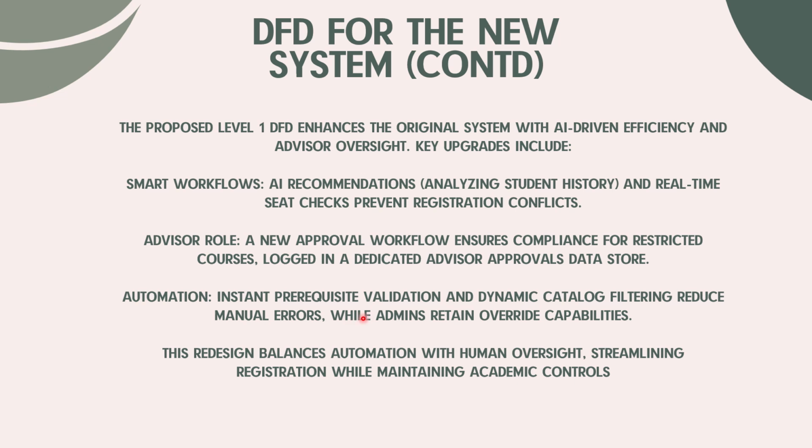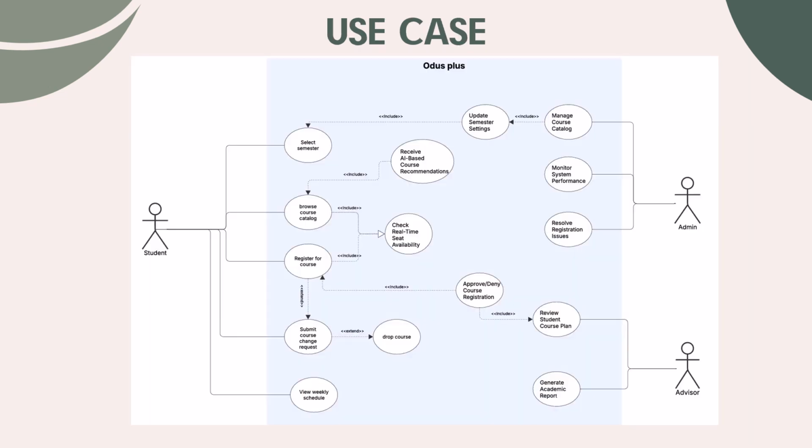Automation: instant prerequisite validation and dynamic catalog filtering reduce manual errors, while admins retain override capabilities. The admin has the same capabilities as before. This redesign balances automation with human oversight, streamlining registration while maintaining academic controls. This is the use case for the new system. It illustrates how different users interact with the system.